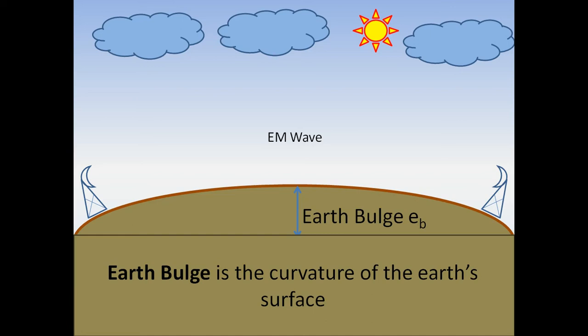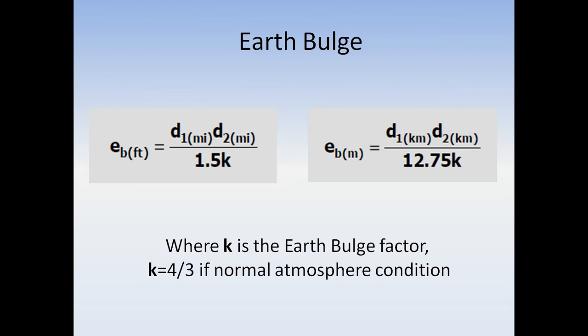Kumbaga parang ano to eh. Hindi naman siya, parang radius, kumbaga. Parang gano'n. Okay? So, ang formula natin for Earth Bulge is ito, no? Dalawa, in feet and in meter. So, in feet is equals to D1 in miles times D2 in miles divided by 1.5K.